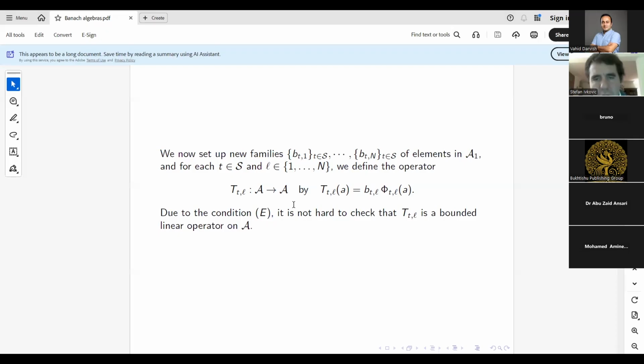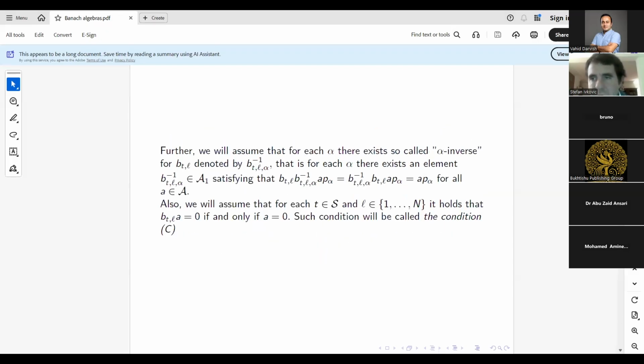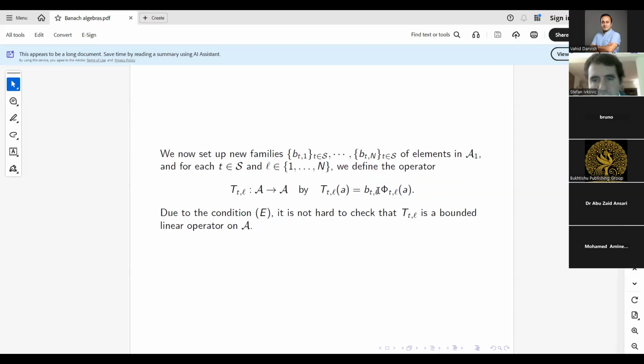And what is this operator? It is a composition of this isometric isomorphism and the left multiplication by this element BTL. And now you see that due to the condition E, it is not hard to check that this is a bounded operator, because let us recall the first condition E. It was this condition here, and this ensures that the left multiplication is bounded, and also this is isometry, as we know, so everything works fine, and clearly this is a linear operator.